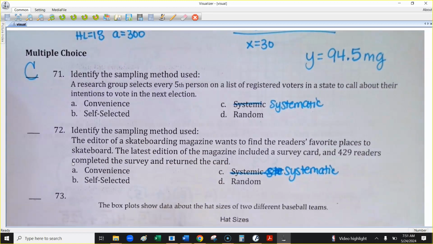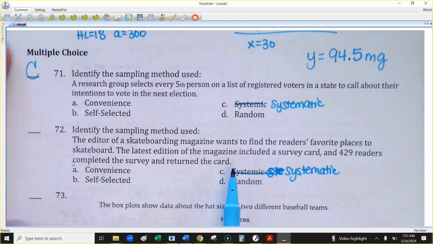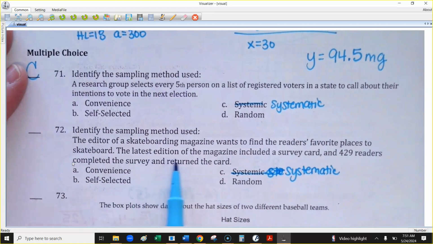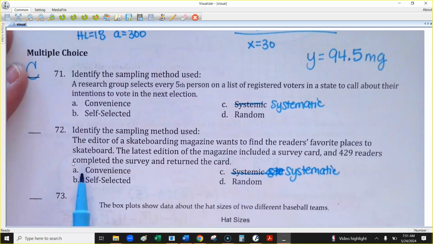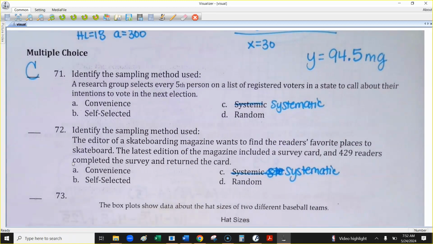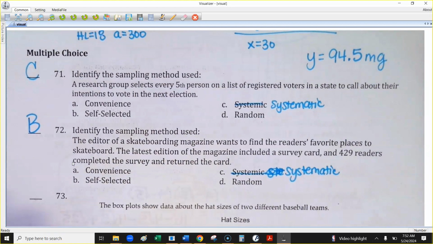This one, same question, but different scenario. It says the editor of a skateboarding magazine wants to find the reader's favorite places to skateboard. The latest edition of the magazine included a survey card, and 429 readers completed the survey and returned the card. What kind is this one? Self-select, because you're choosing to respond to this and you're mailing in your little survey card.